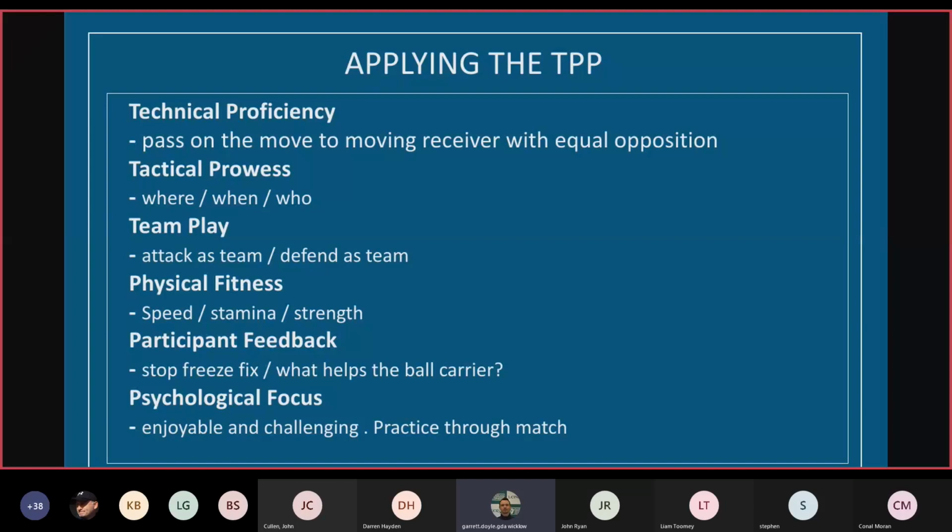Or what helps the ball carrier here? So calling for the ball, coming behind, coming left, coming right, talking to them, encouraging them. Again, the focus here is, as you are probably experiencing all the time, they're asking for these type of activities. So they look forward to it, they enjoy it. It's challenging, and it's so obviously relevant to the game they're going to be playing in Go Games.